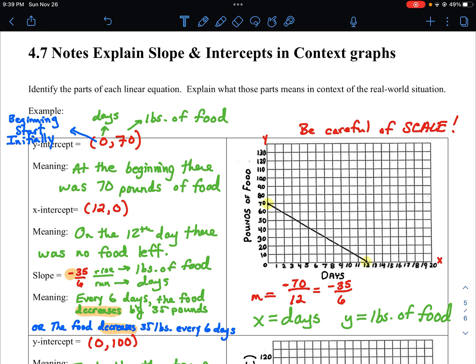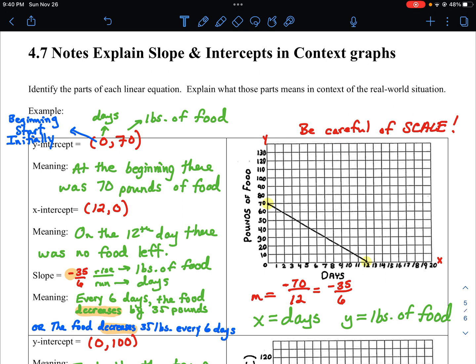So let's talk about the months. This is clearly about explaining the slope and the intercept in the context of a graph. And so I'm just going to point out a few things as you look at this page. On this first example, you notice that the x-axis has to do with the number of days and the y-axis has to do with the pounds of food we had.